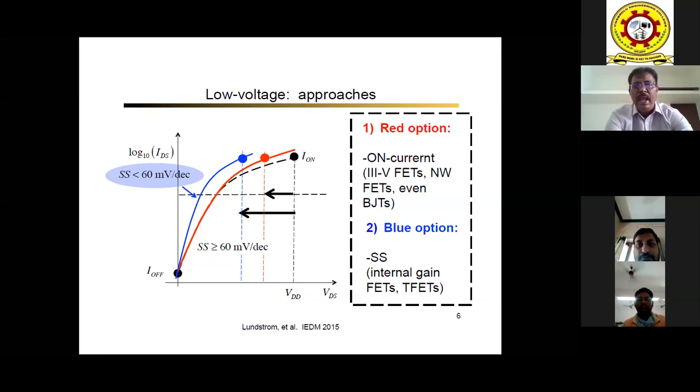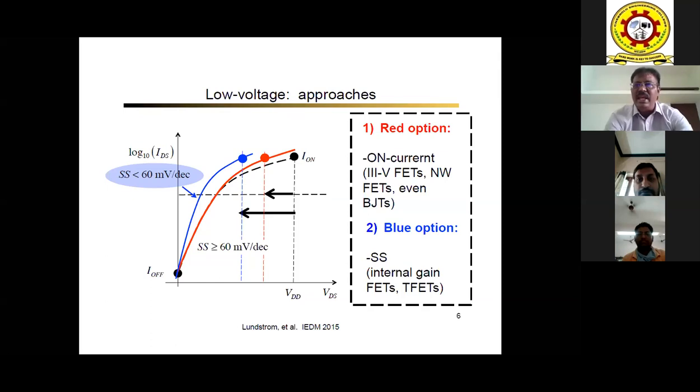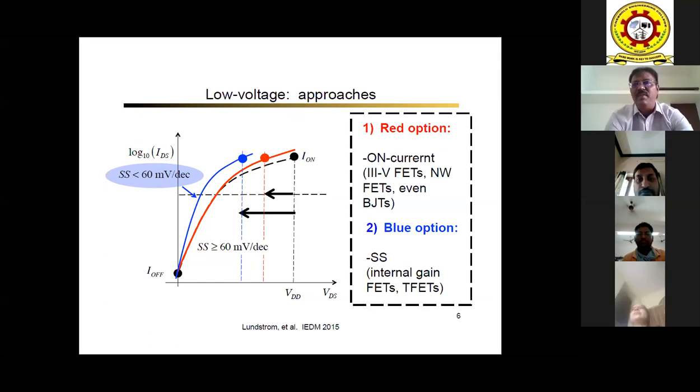So as you see, if you are looking mainly for subthreshold slope, the promising candidates are obviously internal gain FETs and TFETs. So we cannot say that one particular design is renowned, because you have your trade-offs. If I want more S, then maybe TFET is not the right candidate. So depending upon our design requirements, you need to go for various trade-offs between parameters.